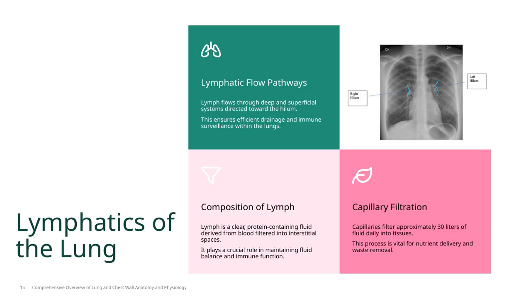Now, focusing on the lymphatics of the lung, particularly capillary filtration. The capillaries in the lungs filter about 30 liters of fluid every day into the surrounding tissues. This might sound like a lot, but it's a normal part of how our lungs function. This filtration is essential because it supplies nutrients to lung tissues and helps remove waste products. Without this constant exchange and filtration, the lungs wouldn't be able to perform their vital functions effectively. Overall, understanding these pathways and processes highlights how intricately our lungs are connected to the immune system and fluid regulation, which are fundamental themes in maintaining respiratory health.